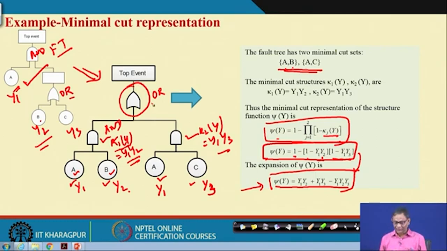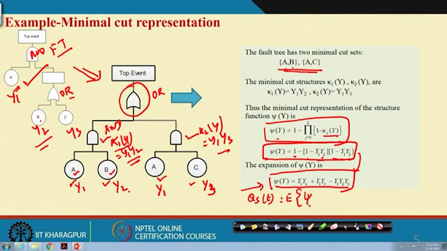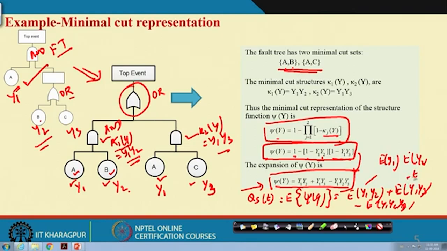and get the final structure function. And now, if you want to find out the Q(t) at time t equal to 2, this will be the expected value of psi y, then expected value of everything, expected value of y1, y2 plus expected value of y1, y3 minus expected value of y1, y2, y3. As y1, y2, y3 are independent, this will be multiplication of their expected values, expected value of y1, expected value of y3, similarly this. Okay. So, I hope that now it is clear, it should be clear.